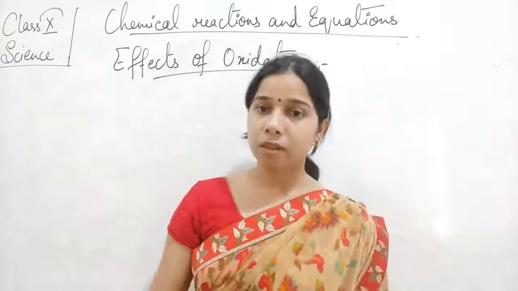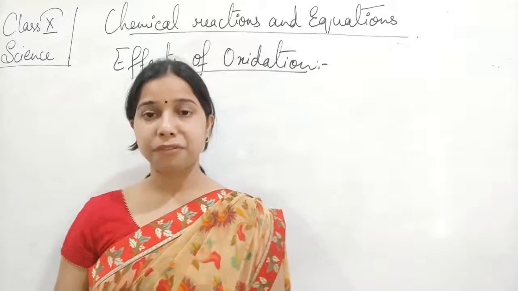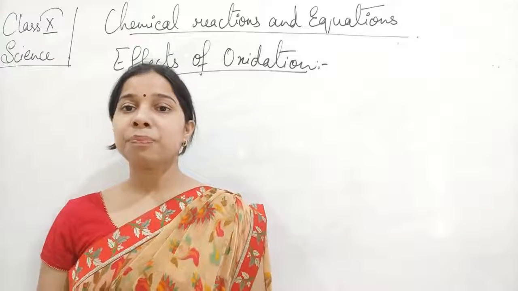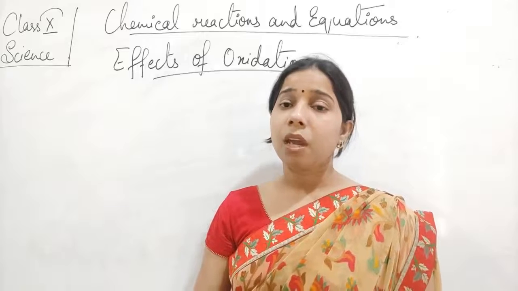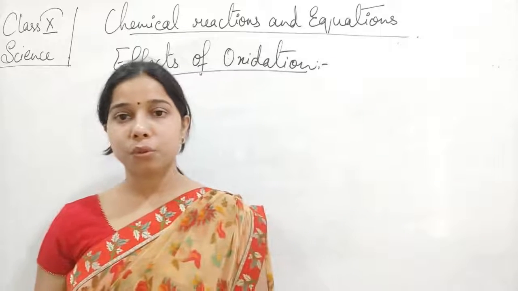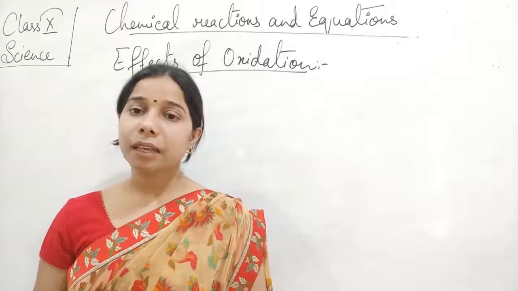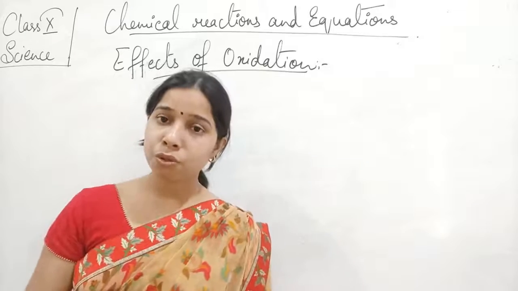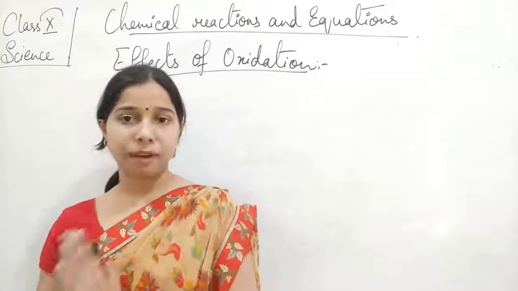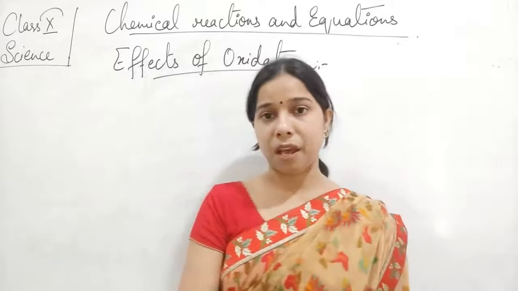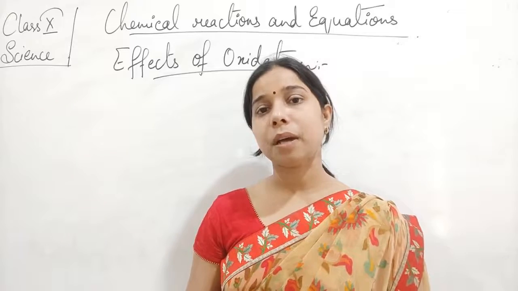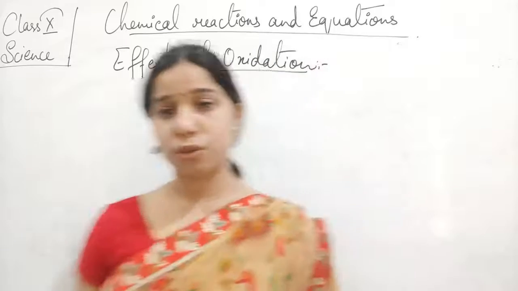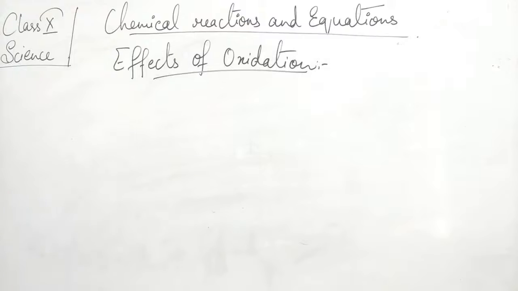The effects of oxidation that happen in our daily life are, the first one, corrosion, and the second one, rancidity. If we talk about corrosion, students, you will see that in corrosion, oxidation happens. In rancidity, there also oxidation happens. How they differ from each other, let us discuss by starting with corrosion. So at first we will write here corrosion.